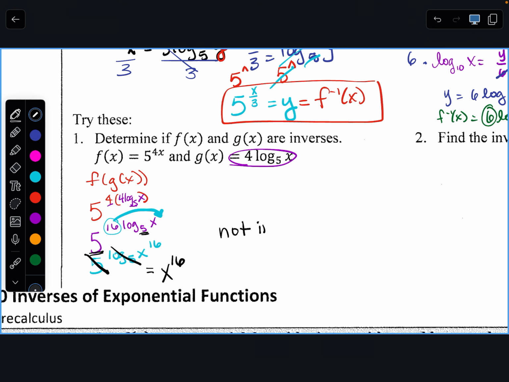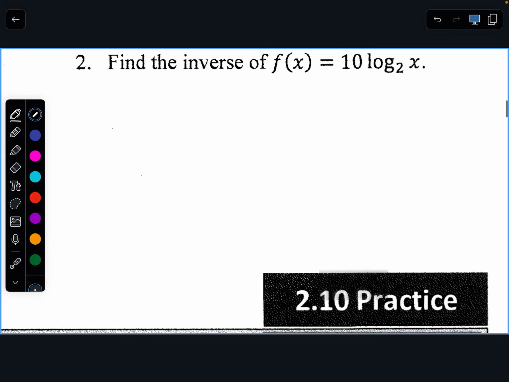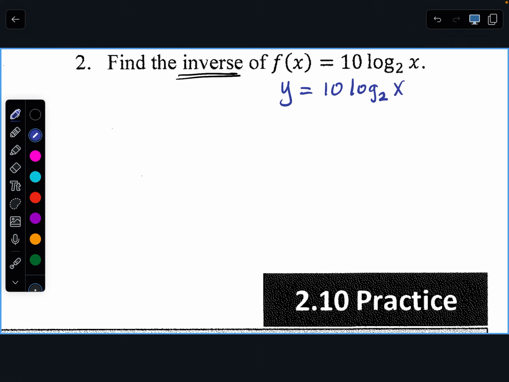And the next one says find the inverse. So again, you're going to identify where the y is, rewrite it, and then we're going to swap them. So x equals 10 log base 2 of y. Now we're going to isolate the y. Let's divide both sides by 10. So we get x over 10 equals log base 2 of y.